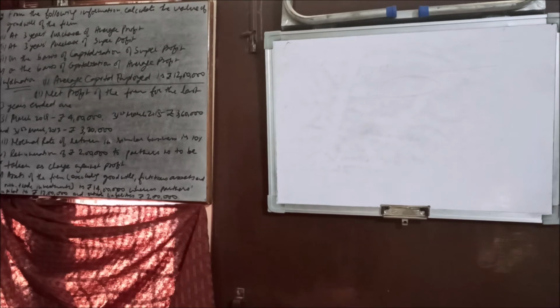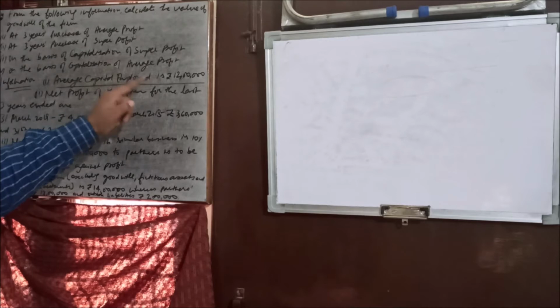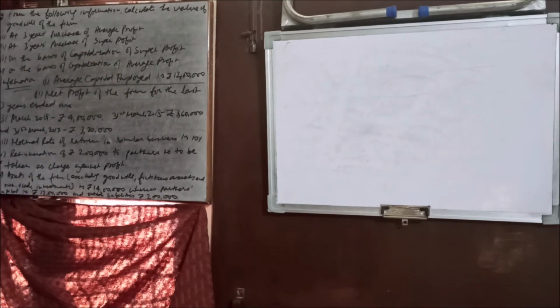Okay, see here there are a few things given. Assets are also given. You can apply the liability side approach, you can apply the asset side approach, and the average capital employed is also given. So in such questions, for the calculation of super profit we will go for average capital employed, right? Okay, so very first we need to calculate goodwill by this average profit method.